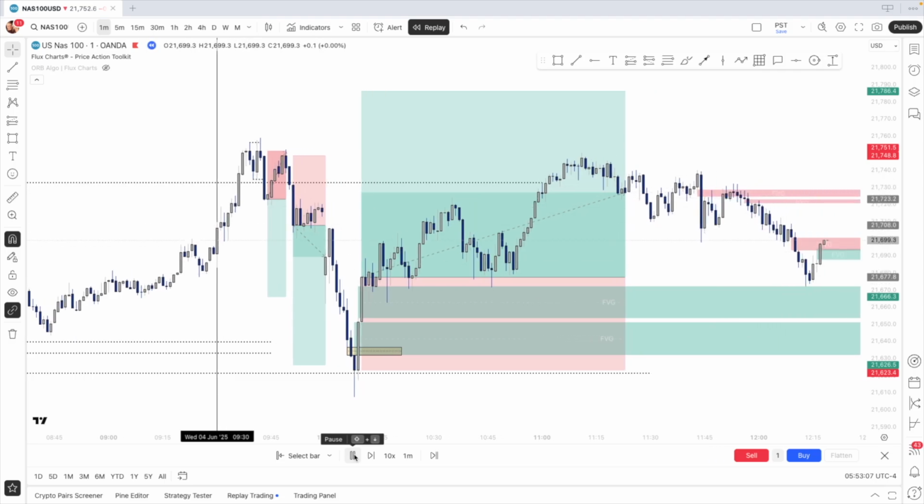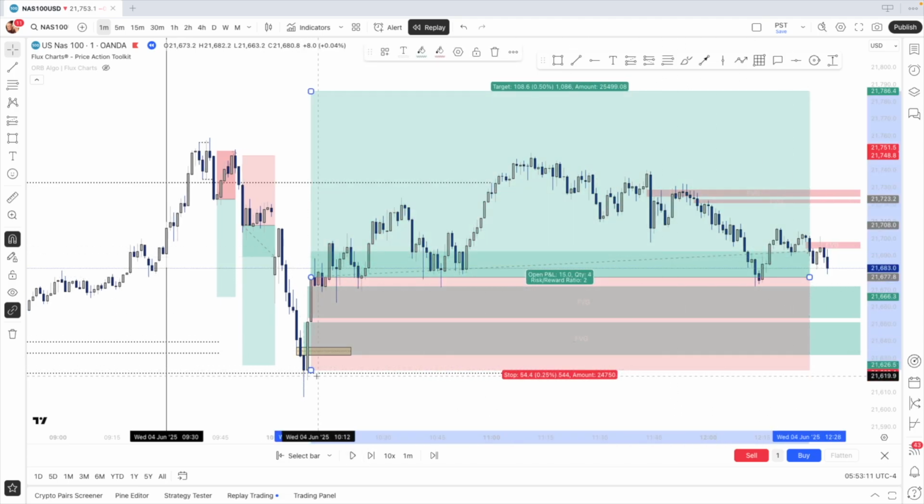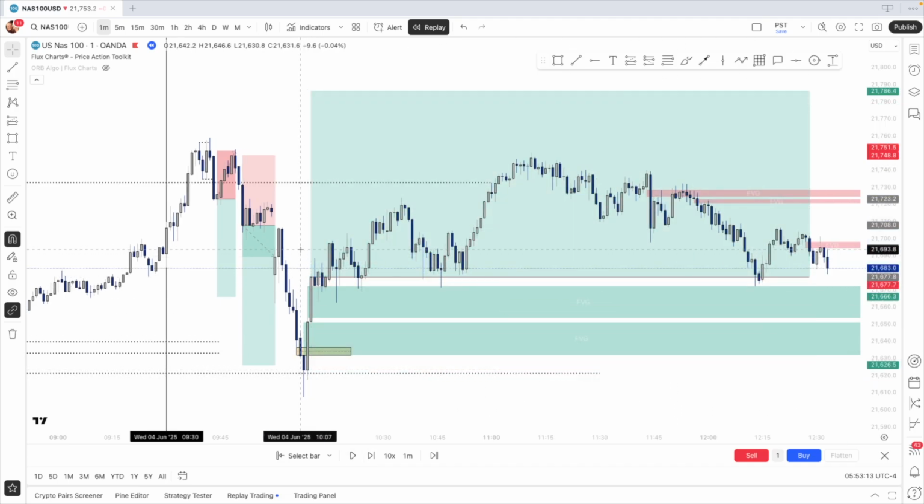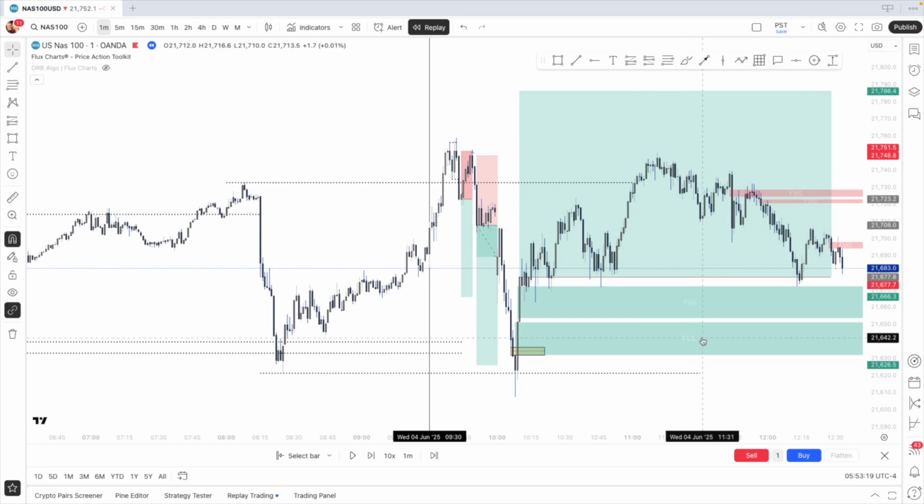Stopped out at break even. So there's another break even trade right over here. So one losing, one winning, one break even trade on the same day. All right, let's look at another example.